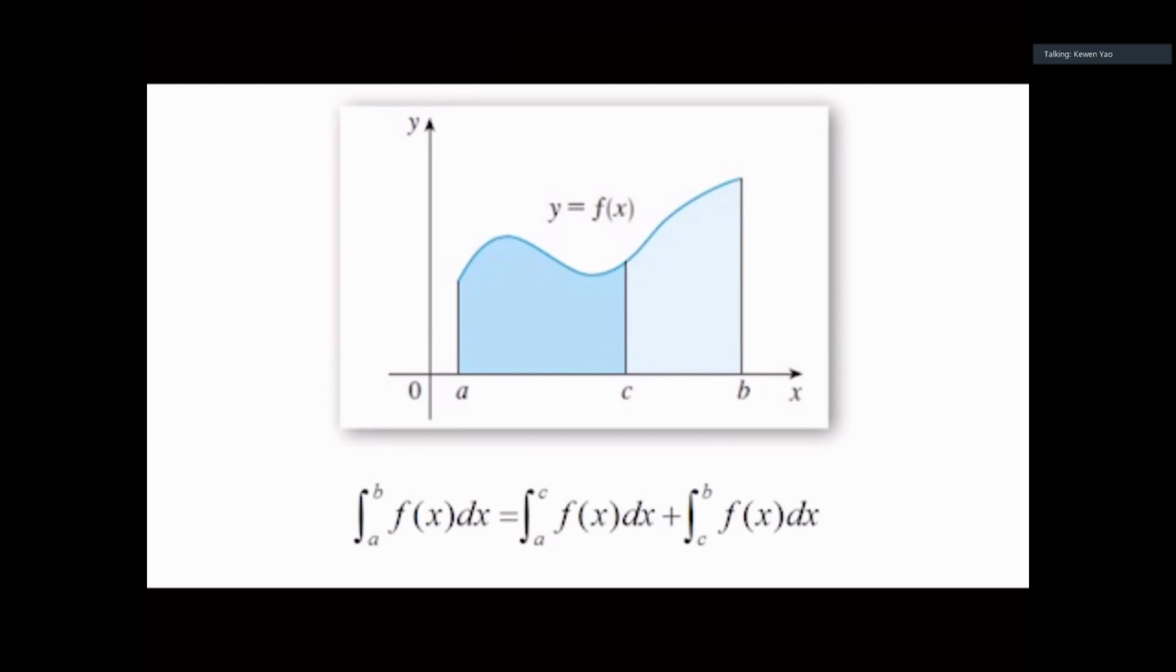Splitting up this area under the curve at x equals c and adding up the area on the left with the area on the right is equivalent to what you can do when splitting up the integral. The integral of f of x from a to b is equal to the integral of f of x from a to c plus the integral of f of x from c to b.